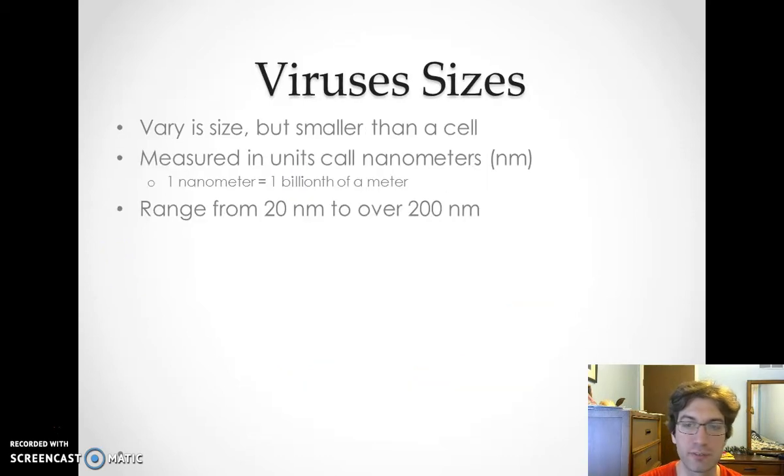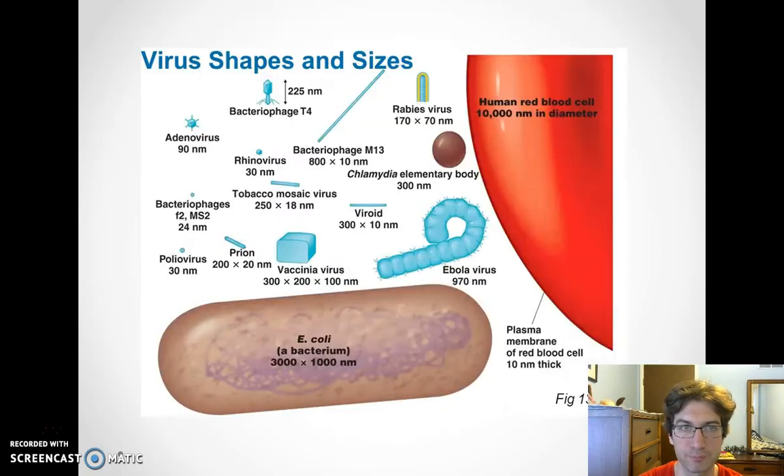Viruses also come in different sizes. However, all viruses are going to be smaller than a cell. So cells in unicellular organisms are going to be bigger than an individual virus. Viruses are so small that we are going to measure them in nanometers. 1 nanometer is equal to a billionth of a meter. And viruses range in size depending on what kind they are, but again, they are all smaller than a cell. They range from 20 nanometers to over 200 nanometers.